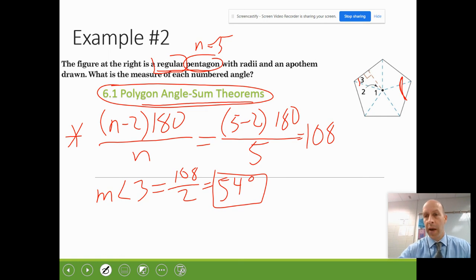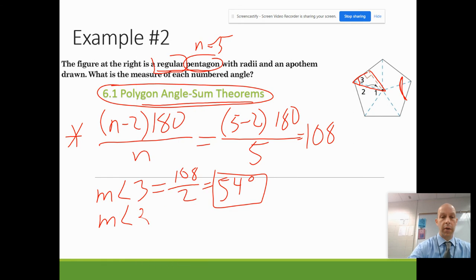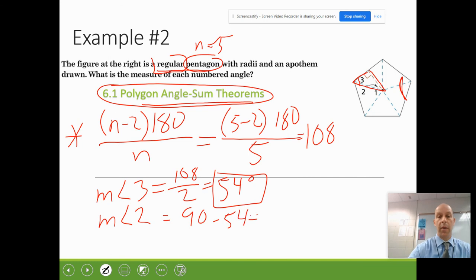Now you'll notice that we have a right triangle drawn there. We know that angle 3 is 54. We know that it has a right angle, so we can just subtract 54 from 90, since those are complementary. And just to make sure I don't make any careless mistakes, I'm going to use my calculator to make sure I get the correct answer of 36 degrees. So there's the measure of angle 2.